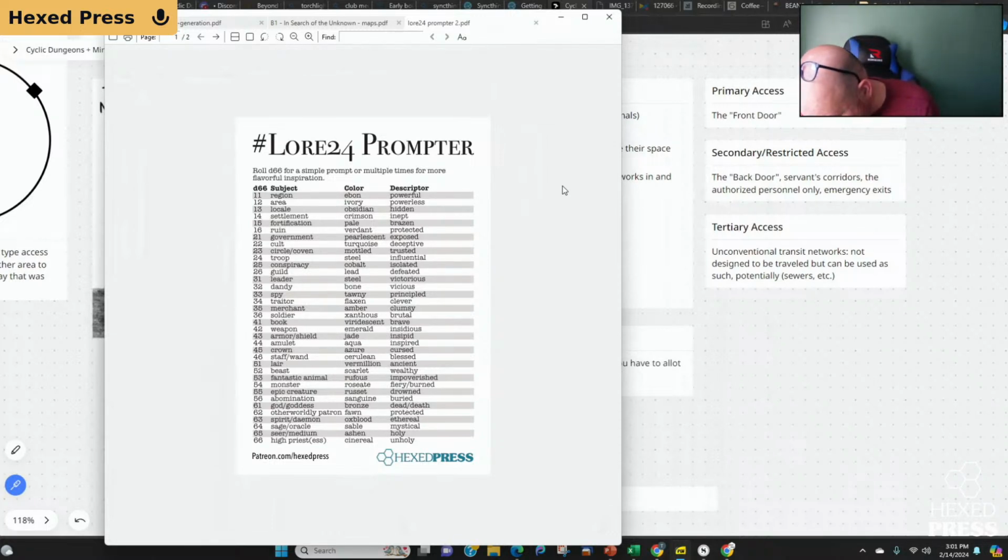Where did my dice go? Hold on a minute. Gotta find my dice. Did I not pull out my dice since last Thursday? Is that what I'm saying here? Oh, dice, dice, dice. All right.